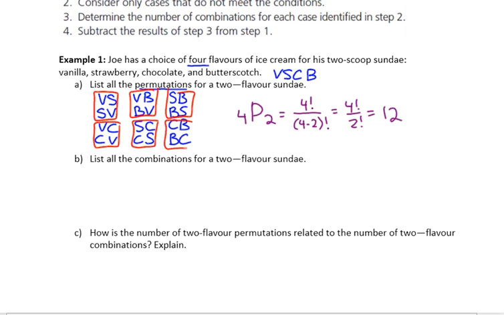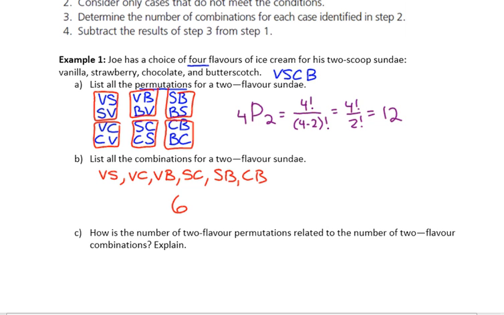So how many different combinations would we have? 6. We'd have 6, right? Vanilla strawberry, vanilla chocolate, vanilla butterscotch, strawberry chocolate, strawberry butterscotch, and chocolate butterscotch. Those would be our 6 different ones.